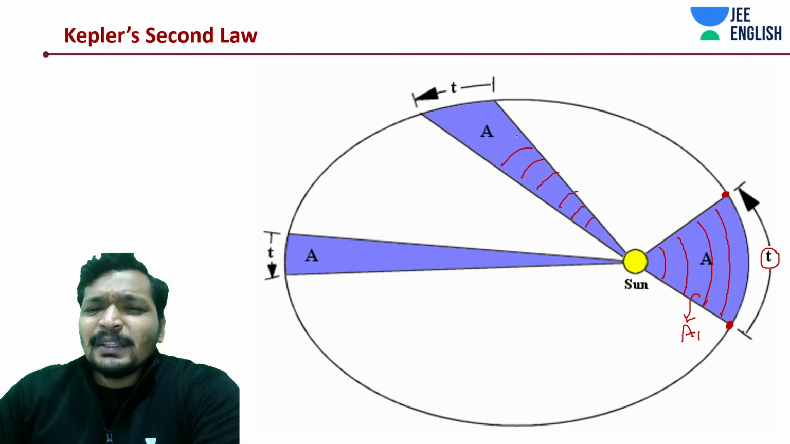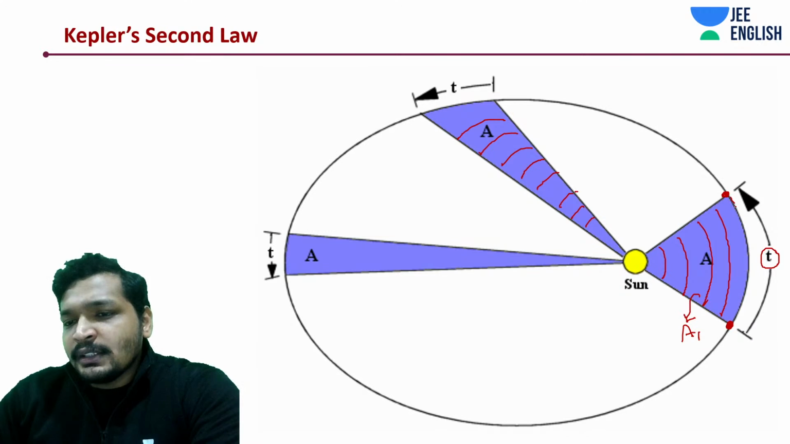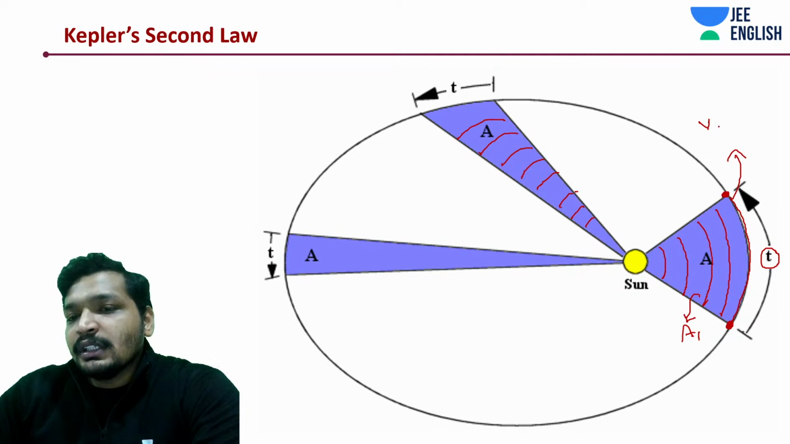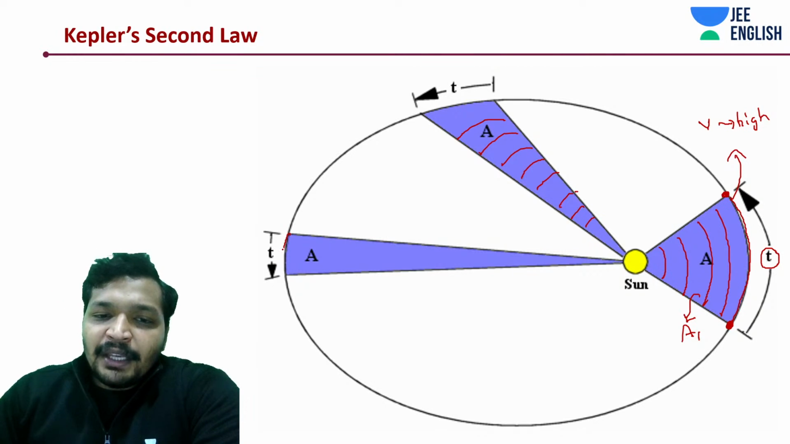The height is increasing, but the base is decreasing. Why is this happening? Why is this base more, or this arc size more? Why is this arc size more? Because here it has maximum velocity, right? It has the most velocity. V is at highest. Here, if you noticed, base is low.